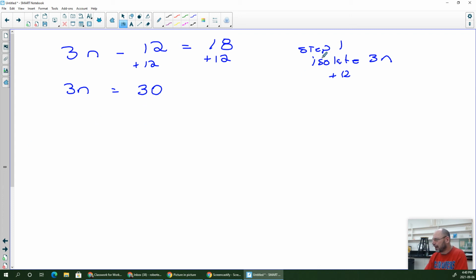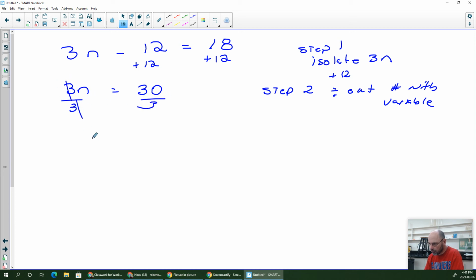Okay, so once you've done that, now you're going to be doing the simpler questions that we started with earlier. Now you're just going to be dividing, and then step 2 is to divide out the number with the variable. Okay, so what does that look like? Well, divide out the 3 and divide out the 3. So that 3 makes it a 1n. And 10, because 30 divided by 3 is 10. So you might get a couple of them there, like that.